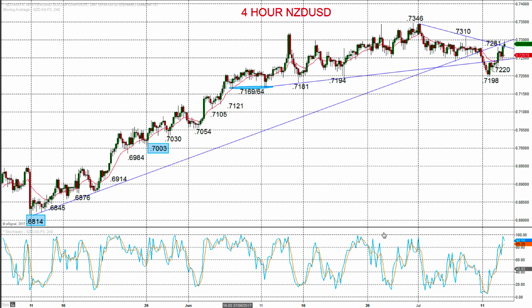Similar story for the New Zealand dollar. A downside correction we saw through early July, potential small top structure, breaking down through these trend line supports, but the market just again more recently, the last 48 hours, having a strong rebound effort, and that has really neutralized negative pressures, neutralized the risk of a deeper correction.